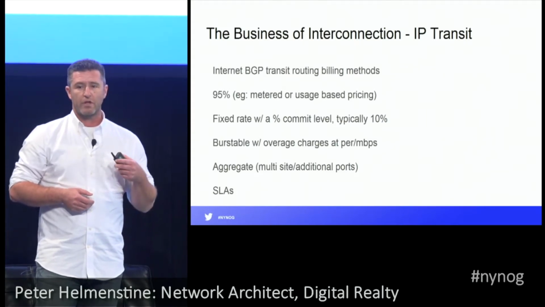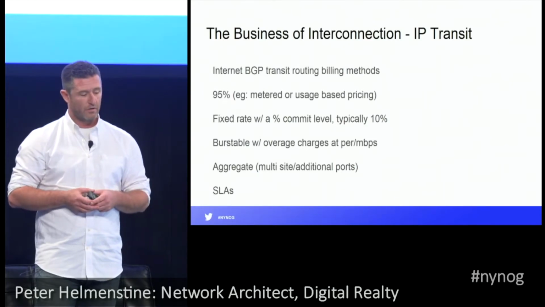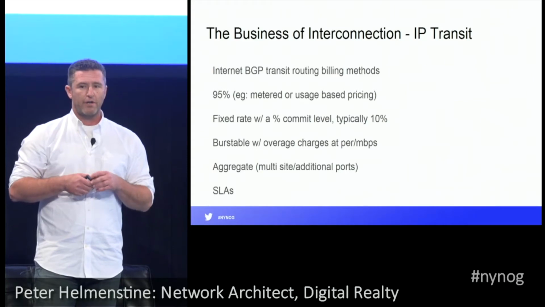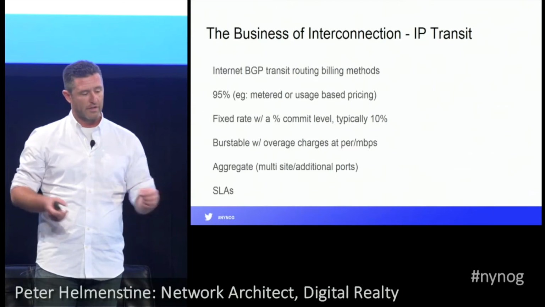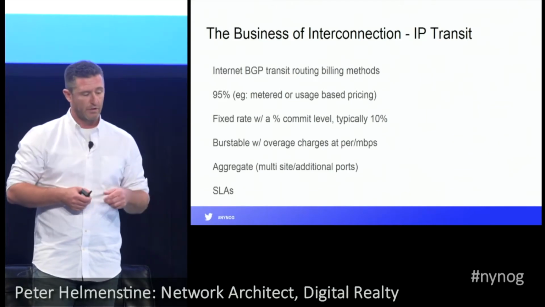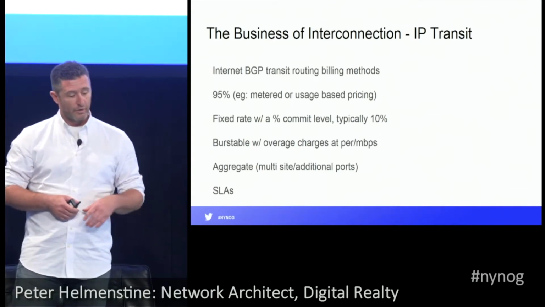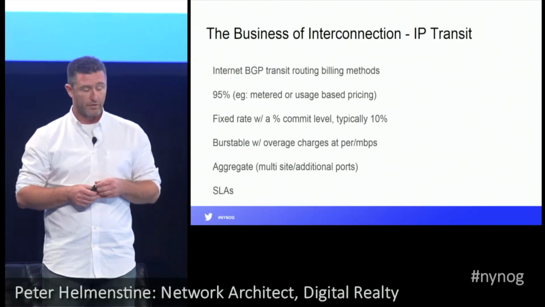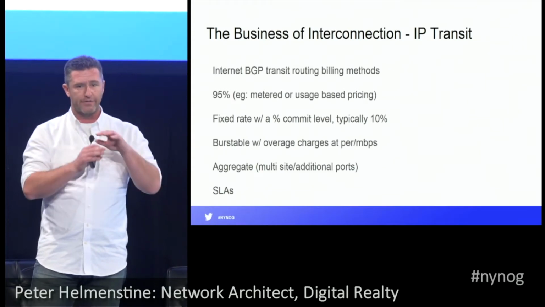So there's usage-based pricing, where you basically pay for what you use, and the method of doing that is called 95th percentile. That's 95% of the actual usage over the course of a month, and they take out the top 5% in case you have anomalous bursts in your traffic, so you can remove that. It's basically just usage-based. Other ways of doing it are fixed rate, where you buy a certain commitment level on a circuit. Say you're buying a 1 gig circuit and your commitment to actually using that is 10%.